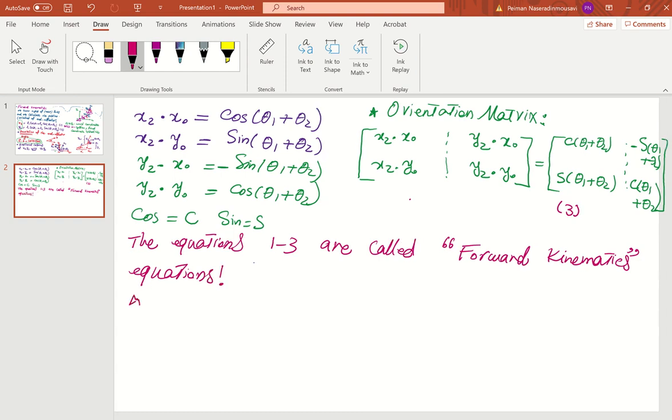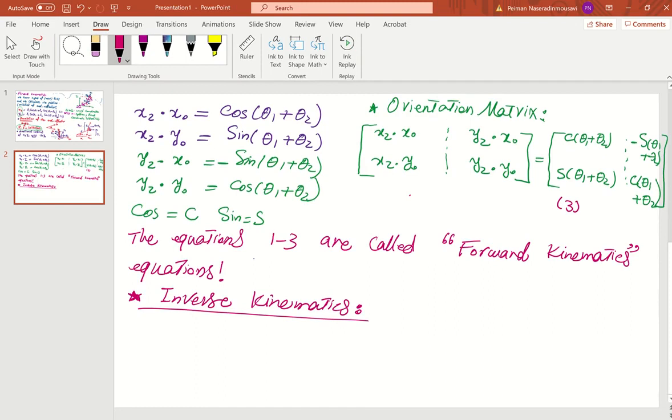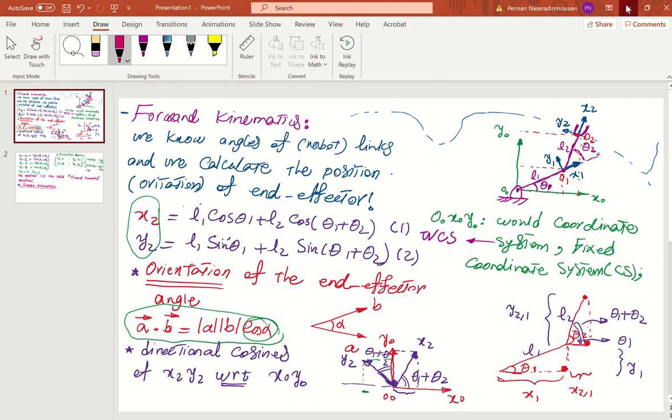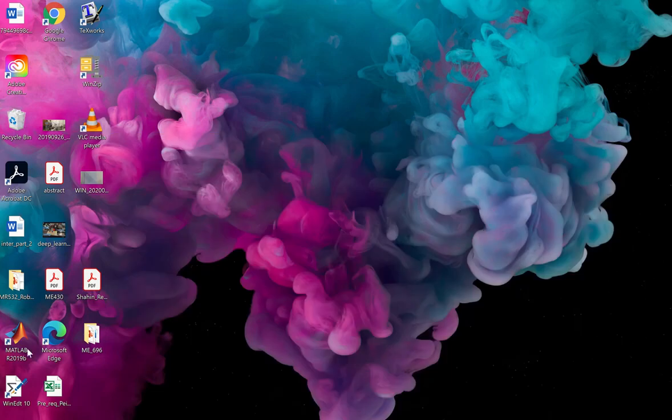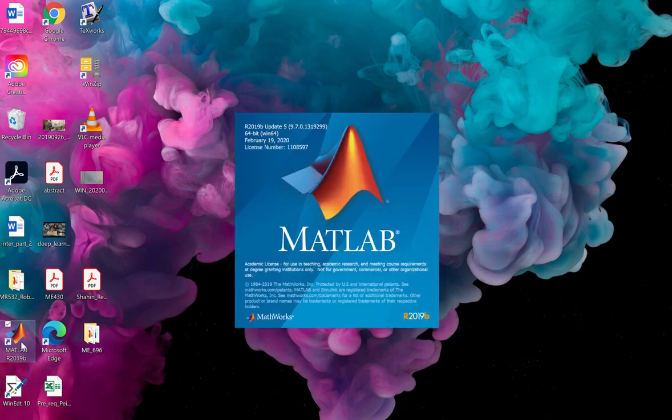Now, as I showed you, we do care about the inverse kinematics. But before going to inverse kinematics, I prefer to teach you how to make a simulation of a 2 degree of freedom robot in Matlab first, based on exactly these equations, guys. Based on equation number 1 and 2. Okay, it's pretty easy, guys. Just bear with me.